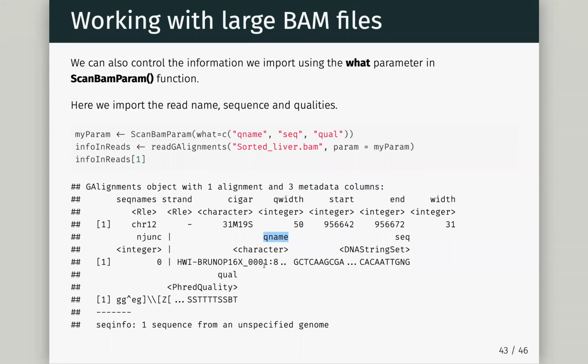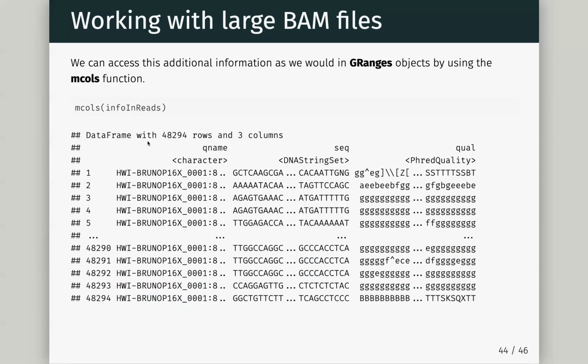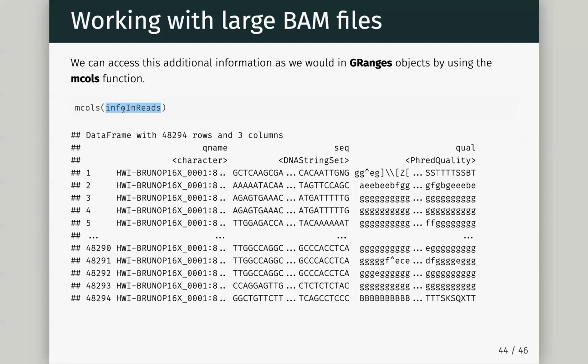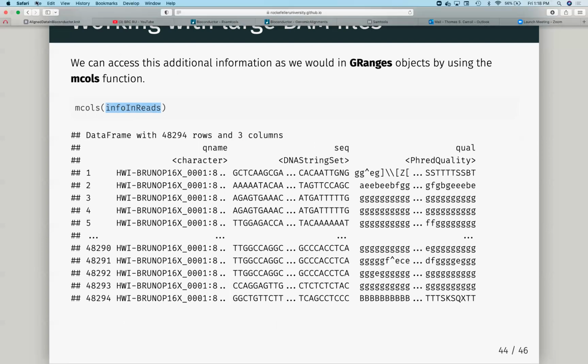qname, which is the character. So this is our read names. seq. Okay, so we've already come across DNAStringSets, and all the sequence information is now held inside the metadata columns. And we have qual. So we have the quality as a Phred quality score, which is actually like a subset of the DNAStringSet contained here. Okay. So by default, we don't actually read in much information from the BAM. We have to explicitly state what we want to read. And as you see here, we can access that information the same way we would GRanges metadata columns using this mcols.